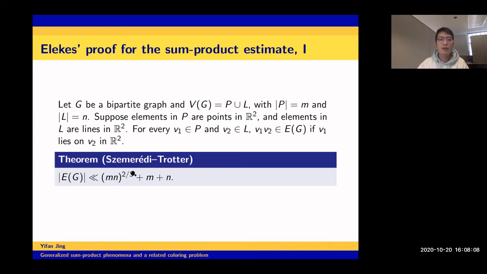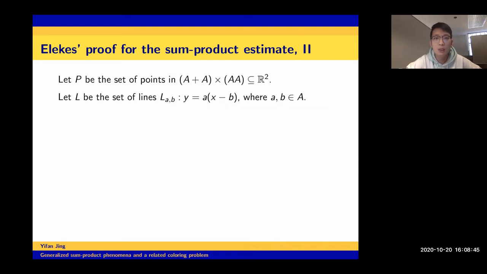And the Szemerédi–Trotter theorem tells us the number of edges in this graph is at most M N to the power of 2/3 plus M plus N. This is a very nice theorem. It can be seen as a Zarankiewicz problem, because the graph is also K_{2,2}-free. Elekes first found that we can use the Szemerédi–Trotter theorem to get a really nice proof of the Erdős–Szemerédi sum-product estimate. So the proof goes as follows.